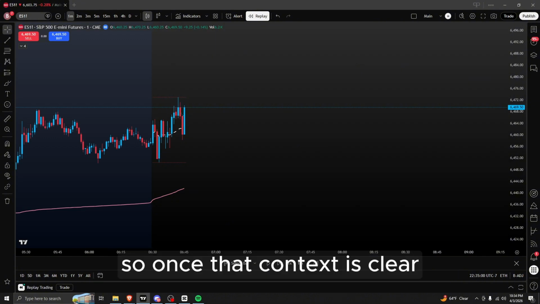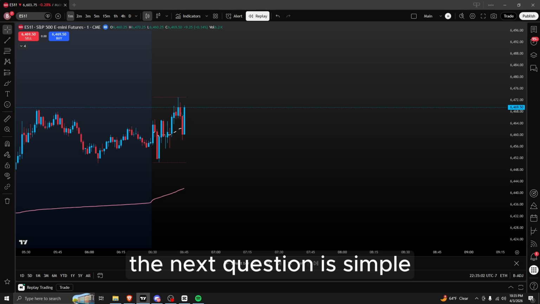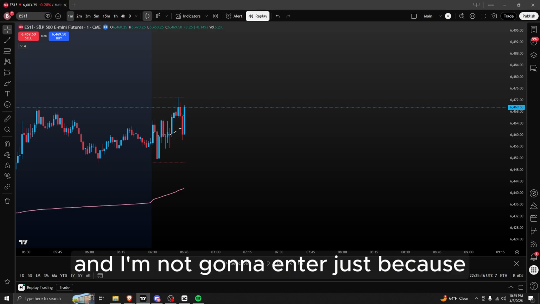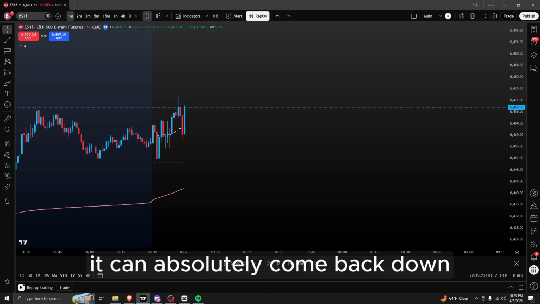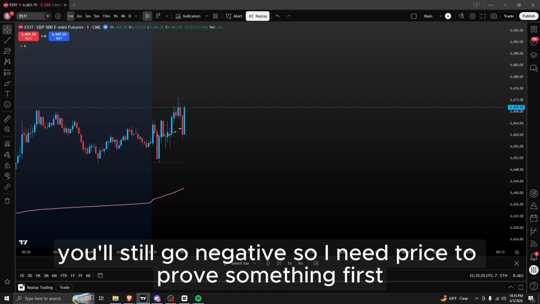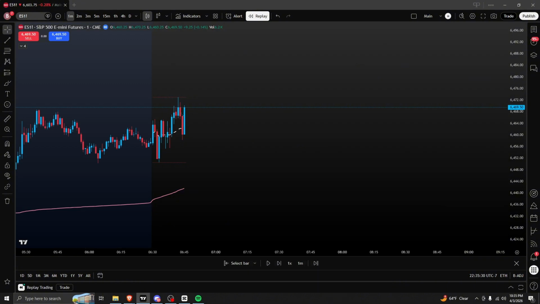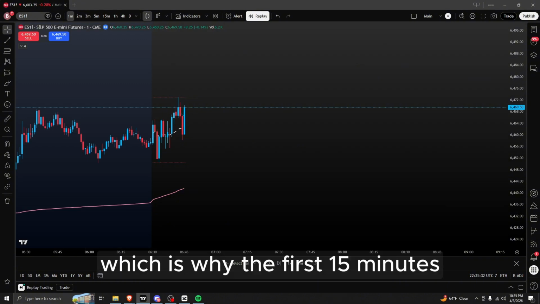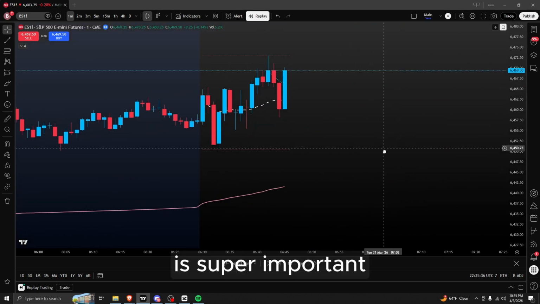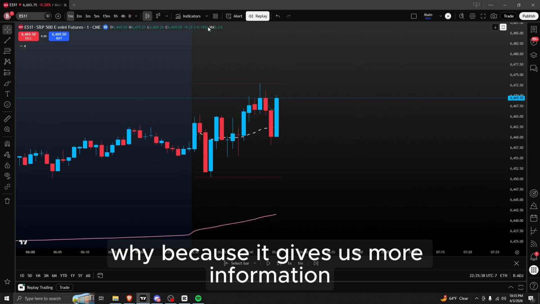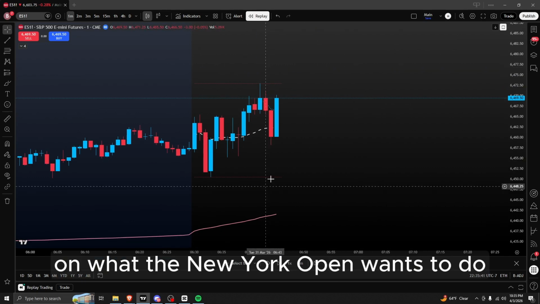So once that context is clear, the next question is simple. What confirms a trade? I'm not going to enter just because bulls and buyers are in control for the day. It can absolutely come back down and you'll still get stopped out. You'll still go negative. So I need price to prove something first, which is why the first 15 minutes is super important. Why? Because it gives us more information on what the New York Open wants to do.